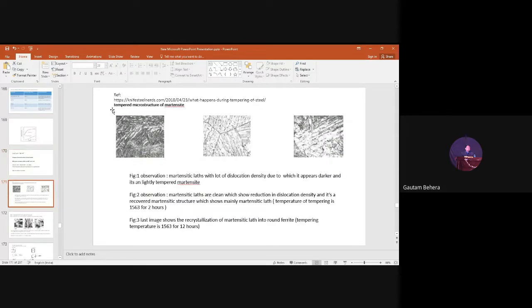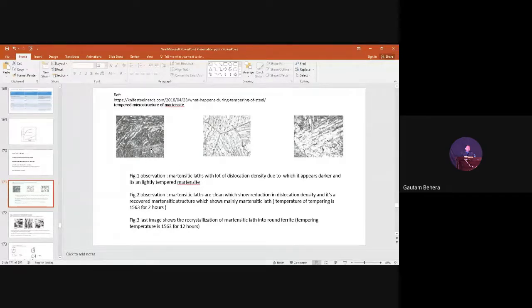You can see here these three transmission electron micrographs. This image shows a tempered martensitic microstructure, but this steel has undergone a light tempering. So this is the lightly tempered martensite, you can say.